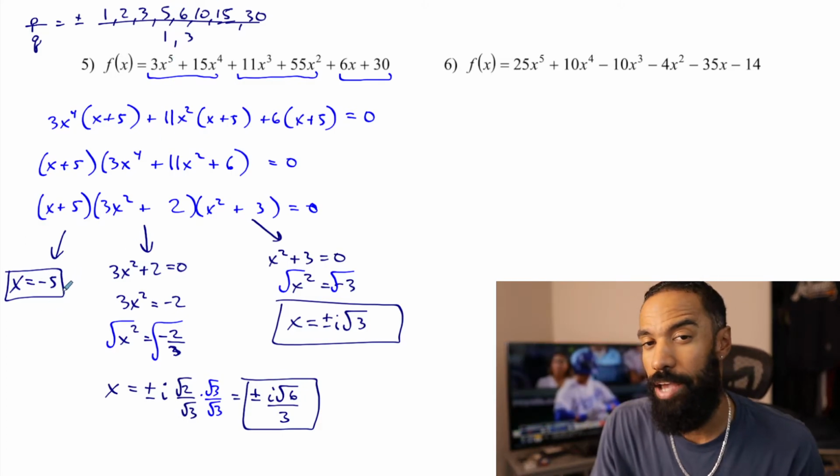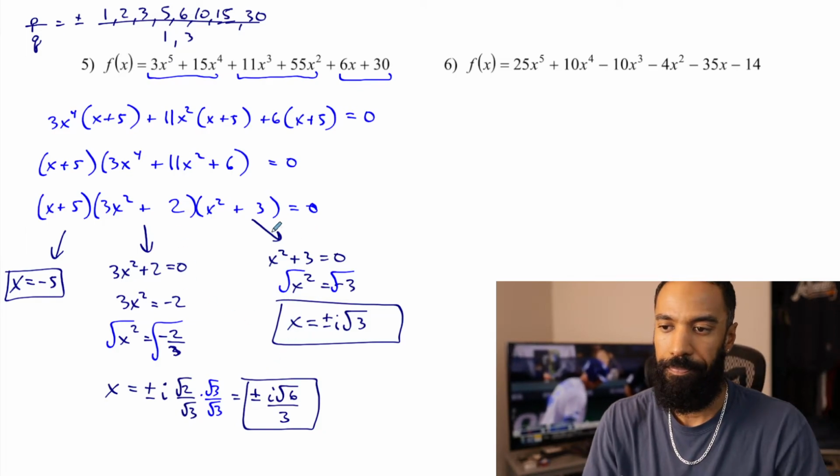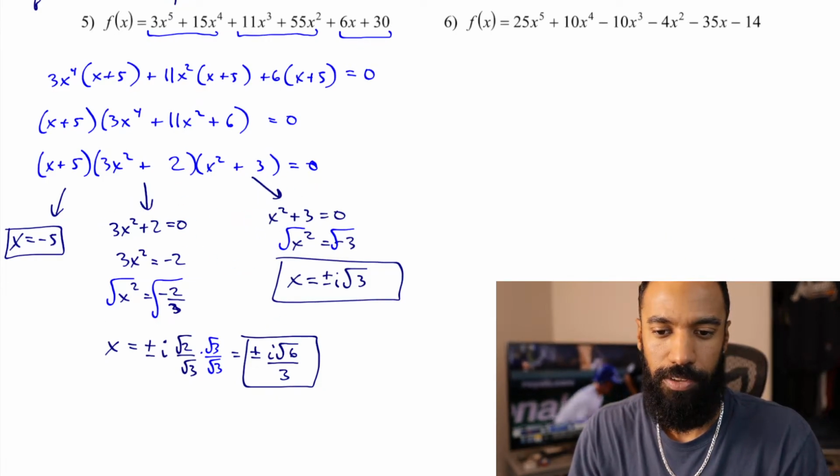Negative 5 is the only rational value in these. All the other ones don't apply. The other ones are complex imaginaries right there. Irrationals, even, if you will.